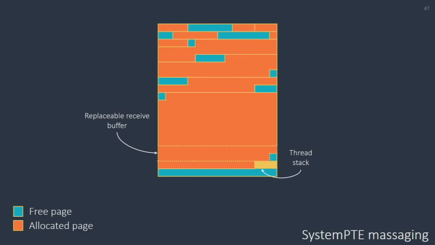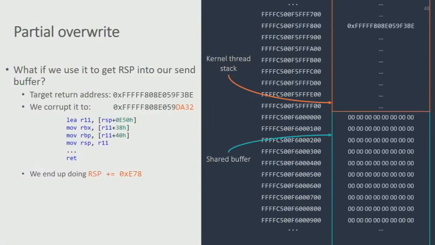Thinking about the allocations again, right? We had this thread stack right after our receive buffer. And we still have the ability to map more shared memory. So what if we allocated, say, a send buffer right after the thread stack? And we have this shared memory between the guest and the host right after the thread stack. And then we have the ability to jump to one ROP gadget. Well, this ROP gadget is pretty great because it's just going to do RSP plus equals almost a whole page worth of data.